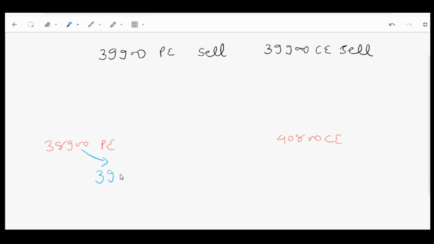Suppose, as we have taken the example of the 39,400 put, and here the 40,400 call. Here our strike is 39,900, so it will be around 39,500 put and 40,500 call, right? So this is the first adjustment, and this is our iron fly. These are the break-even strikes.